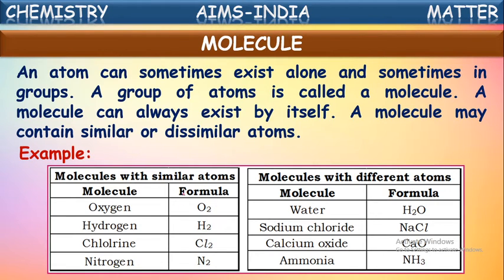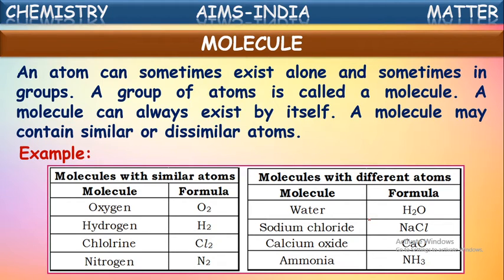In column 1, oxygen is made up of two oxygen atoms, the same kind of atoms. Next, hydrogen is made from two hydrogen atoms, similar atoms. Chlorine, nitrogen: if you observe their molecular formulae, they contain the same kind of atoms in them.